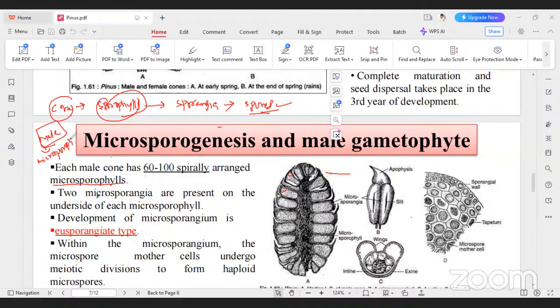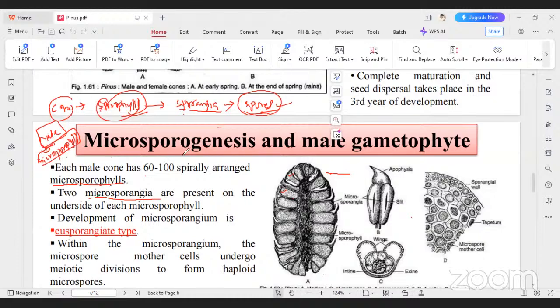How is it made up of microsporophylls? What is present in a microsporophyll? Microspores developed inside microsporangia, just as spores develop inside sporangia. Microsporangia, like these two microsporangia. So inside the microsporangia, microspores are formed.